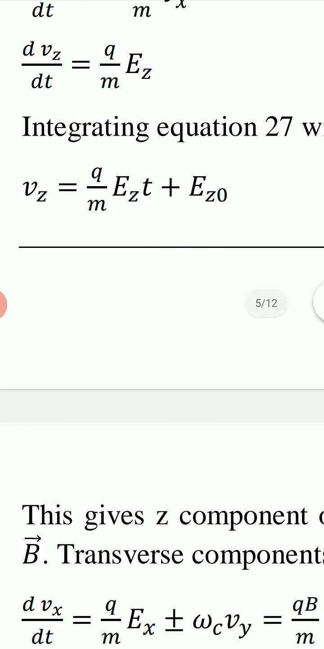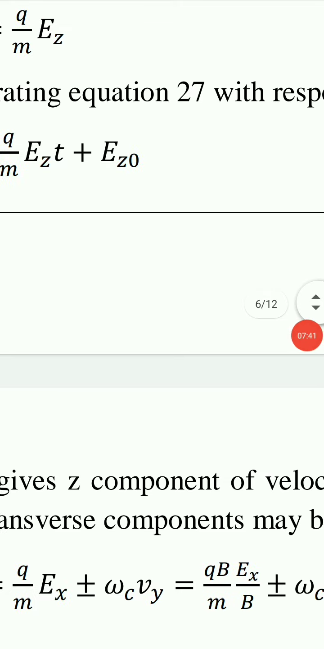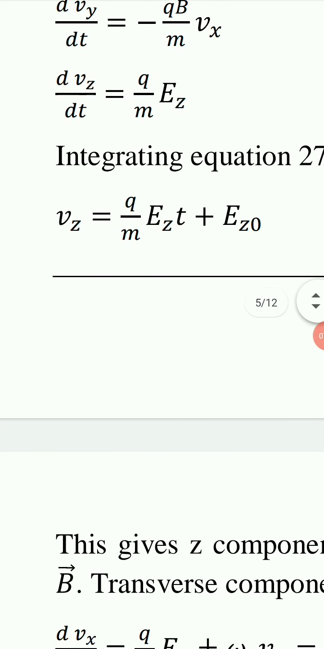Integrating equation 27 with respect to t, we get, this is equation 27, dVz upon dt equal to Q upon M Ez. If we integrate it with respect to t, then the integral of the left hand side will be equal to Vz, and the integral of the right hand side is Q upon M Ez t. Ez is constant, Q upon M is constant, the integral of dt is t, and plus a constant of motion.